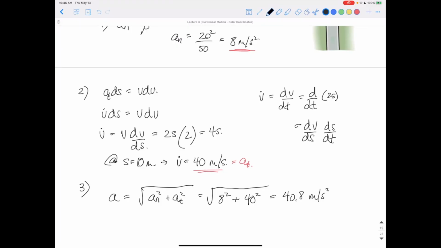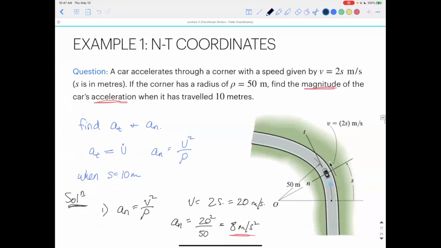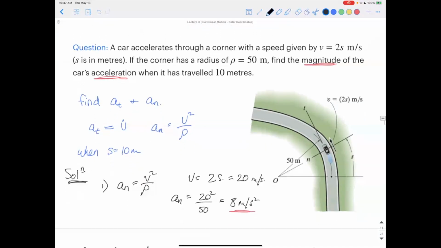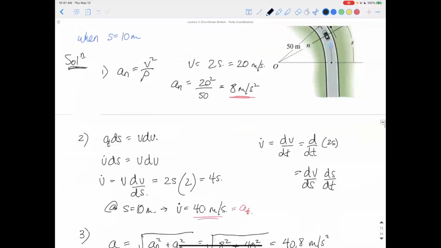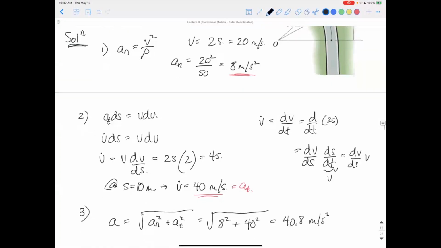So then if that was the case, we would need to know our change in position, our position function with respect to time. And we don't really have that. Sorry, we do have that in the equation. ds/dt is just equal to v. ds/dt is just our definition of our speed, right? So we end up with dv/ds times v, which is the exact same thing we had over here.